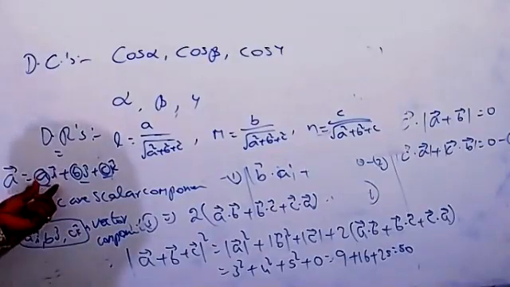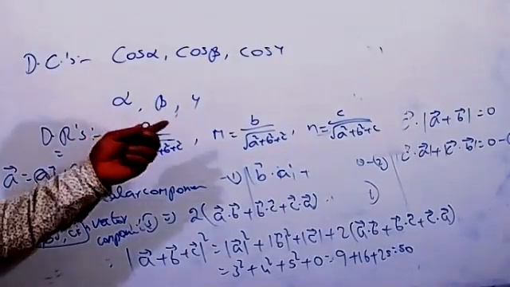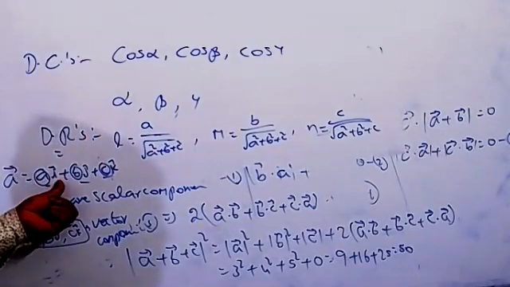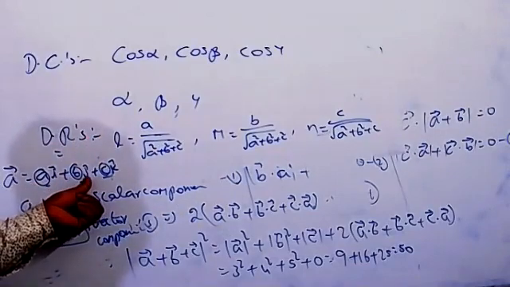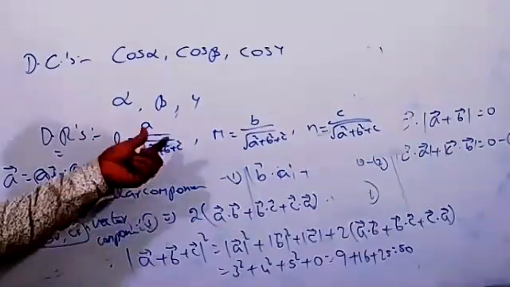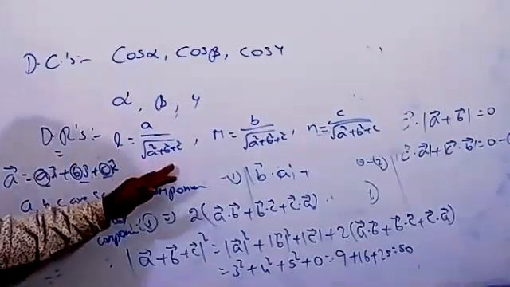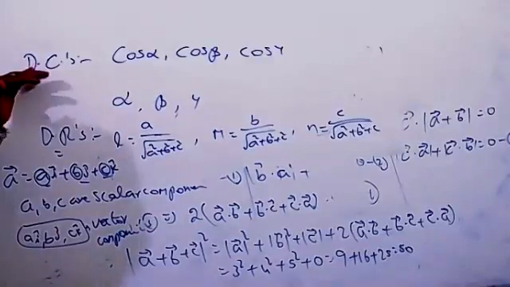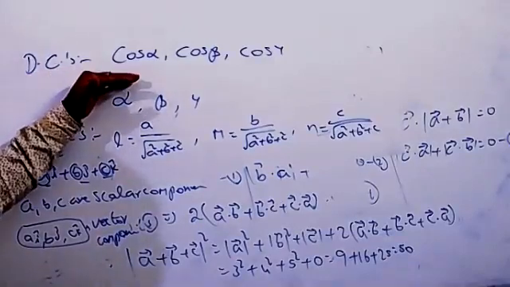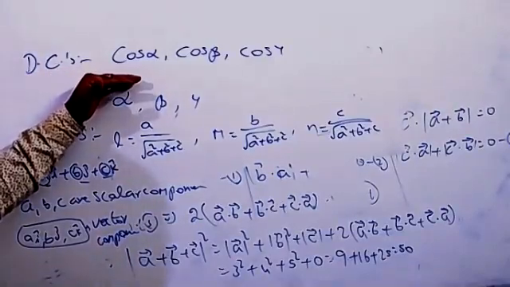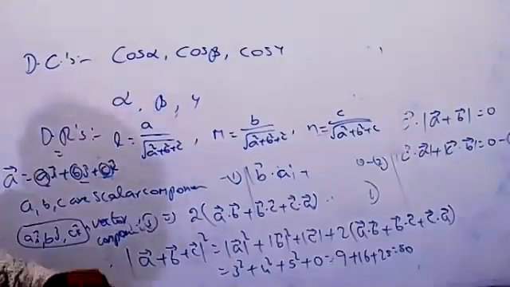So from this only we are getting the values of a, b, c. a is the coefficient of i, b is the coefficient of j, c is the coefficient of k. You can substitute them all. We'll get the direction ratios. If they give any angles, we'll get the direction cosines. Okay, clear?